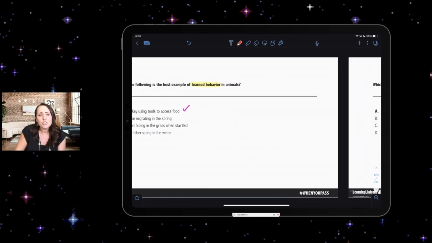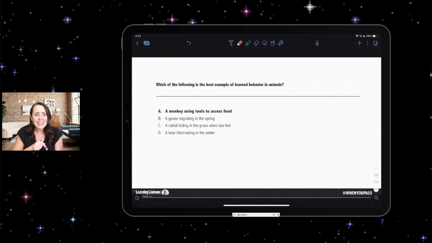Let's check and double check. Nicely done. A great job. So a monkey using tools to access food is going to be learned behavior in an animal.